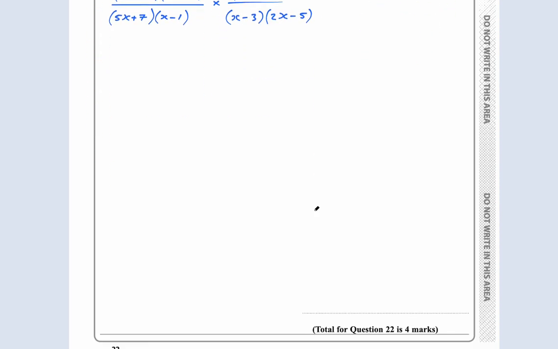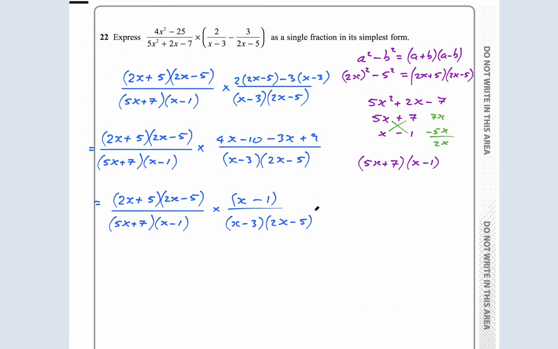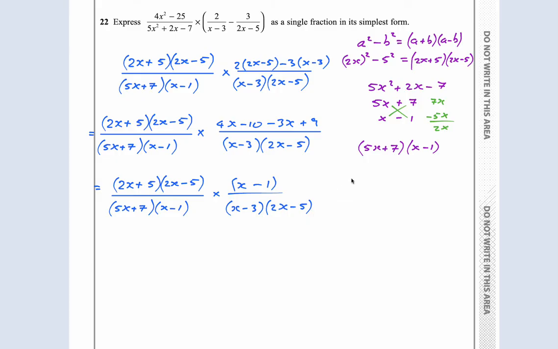How many marks is this, guys? This is only 4 marks. That's not very kind. Okay, but at this stage, x minus 1 cancels. Nice. 2x minus 5 cancels. Nice. So I'm just left with 2x plus 5 in the numerator and 5x plus 7 times x minus 3 in the denominator.